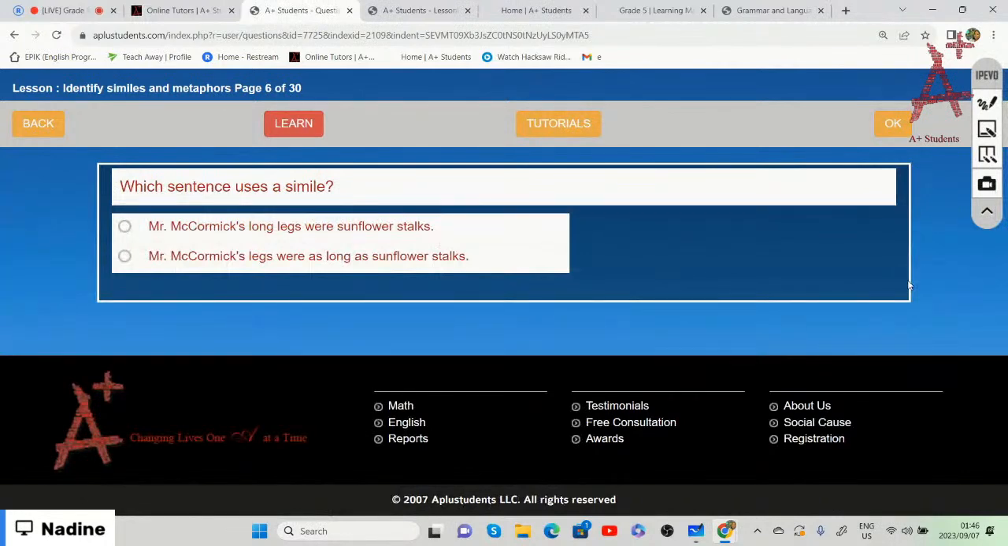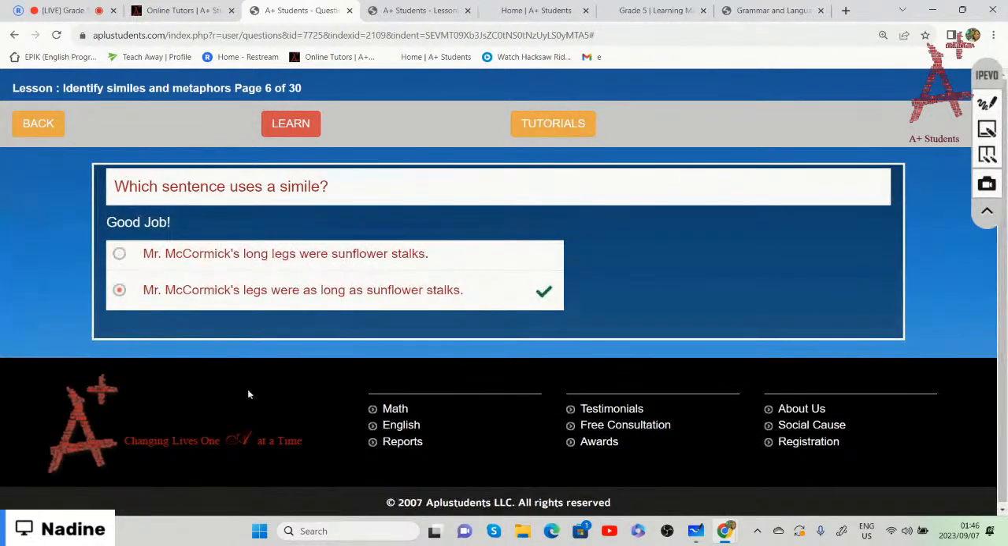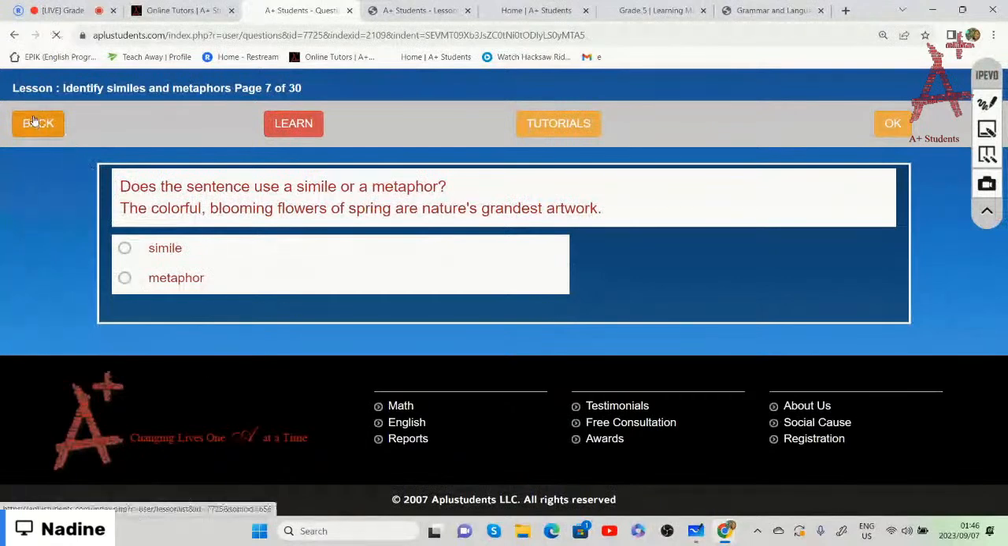And then, which sentence uses a simile? Mr. Cormick's long legs were sunflower stalks, or Mr. Cormick's legs were as long as sunflower stalks. So if we need to use a simile, right? Were sunflower stalks or as long as sunflower stalks. So as long as sunflower stalks.